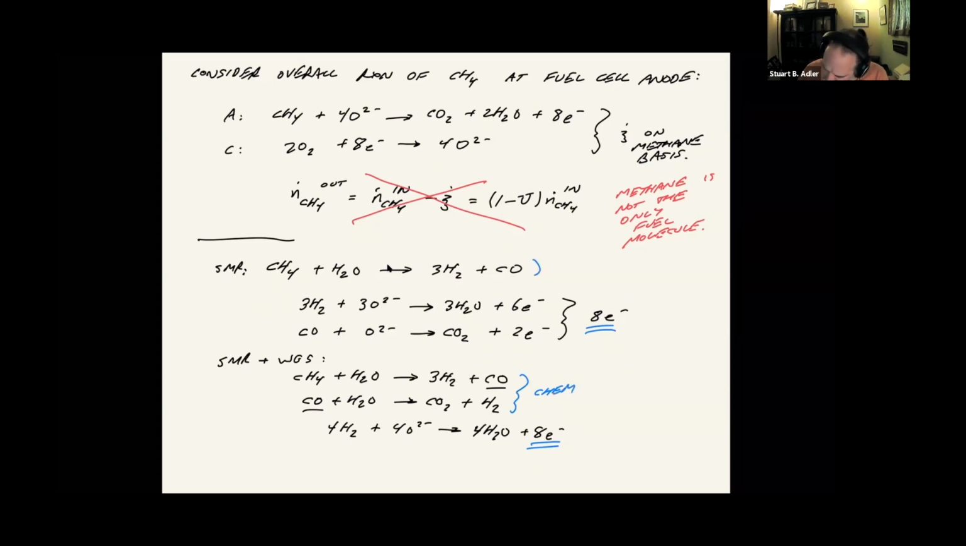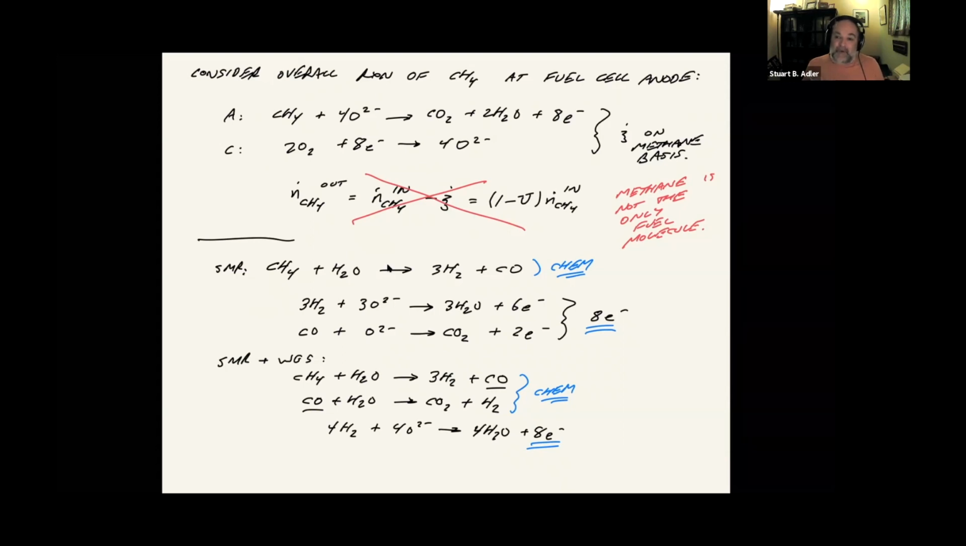So this is all chemistry, not electrochemistry. We're not transferring ions or electrons across the cell for any of those reactions to happen. They're all happening just in a catalyst bed or in the pores of this electrode material in the gas phase or on solid surfaces. Those are chemical reactions. They don't involve ions or electrons. They're redistributing the atoms on different molecules.